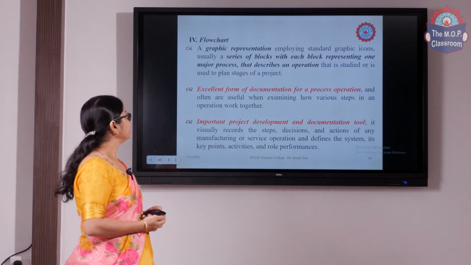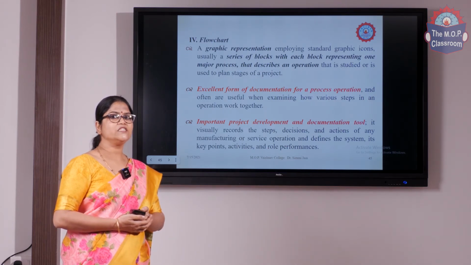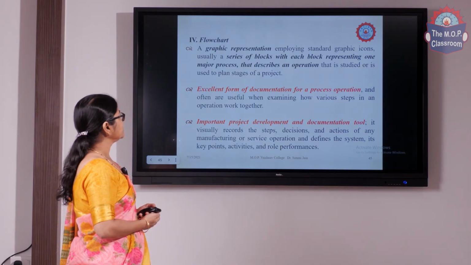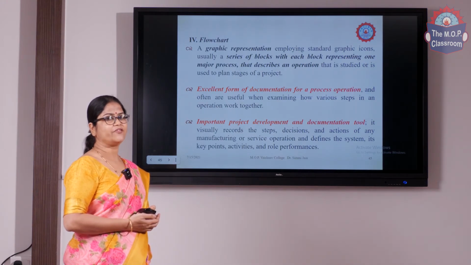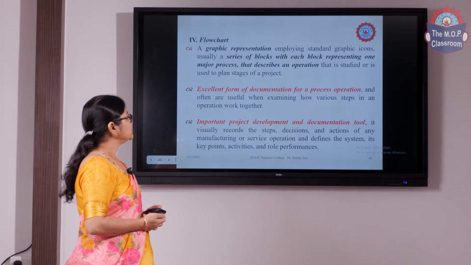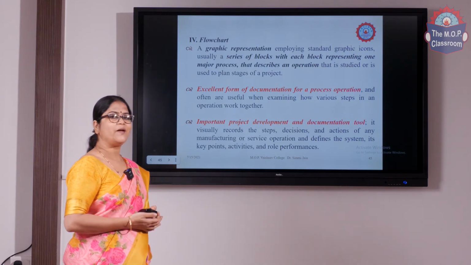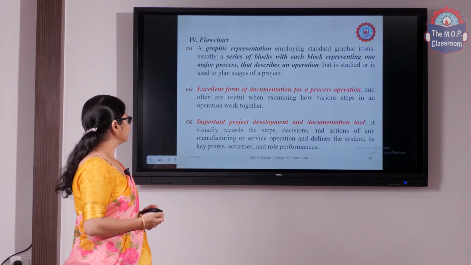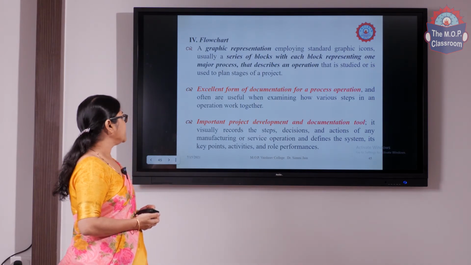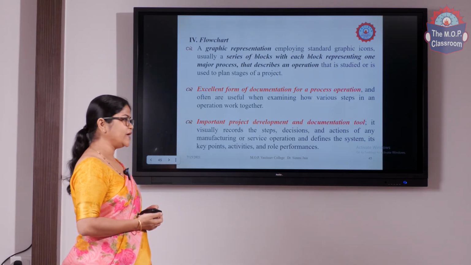The next control tool is a flow chart, and I believe this is one such control tool which is very simple and is being used by many industries to show the process flow. It is a graphical representation employing standard graphic icons, usually a series of blocks, with each block representing a major process that describes an operation that is studied or is used to plan the stages of a project. It is a very excellent tool for documentation of a process operation and is very often used when examining how various steps in an operation work together.